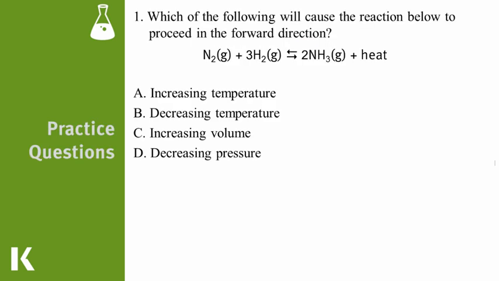Now that we are familiar with Le Chatelier's principle, let's do some practice questions on this topic. This question is asking you to think about what factors would benefit this reaction so that it forms more of the desired product. The answer is B, decreasing the temperature.